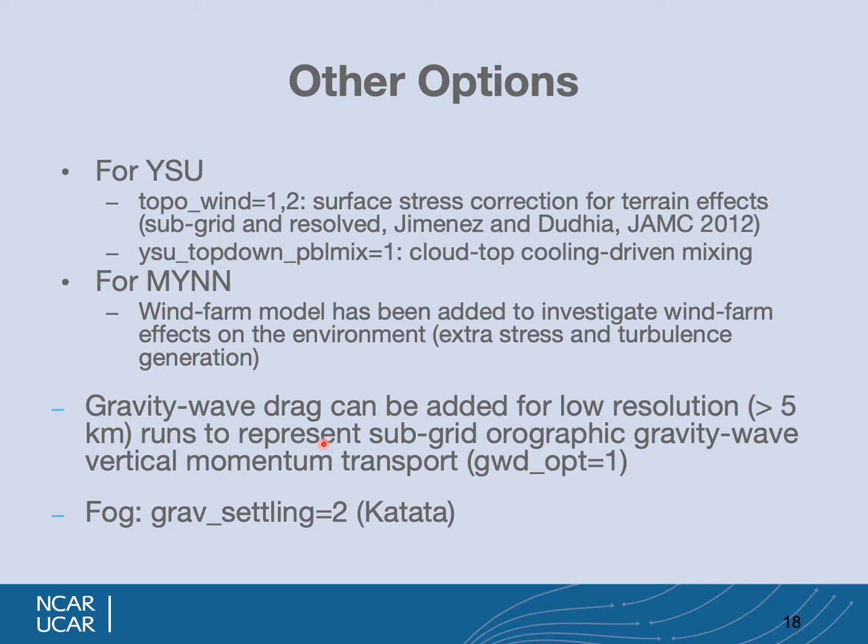When you're doing long simulations or global simulations with mountains, you often need this kind of term. When your grid size is fine enough, like less than 5 kilometers, you're resolving the mountain waves that do this momentum transport from the surface to the upper troposphere. So you don't need these terms. So the switch gravity wave drag option equals 1, which includes this effect. Another effect you can turn on is the gravitational settling of fog, which is this switch here.